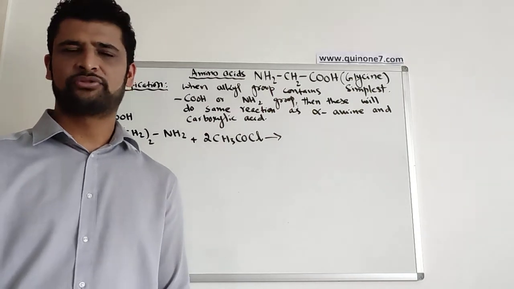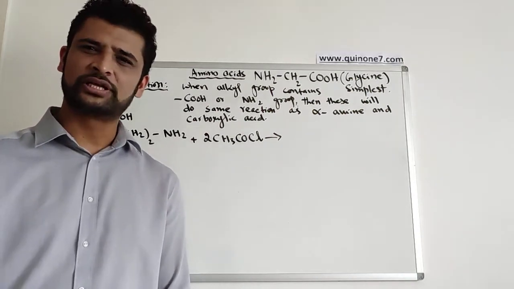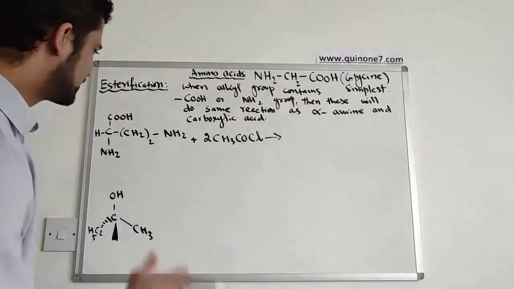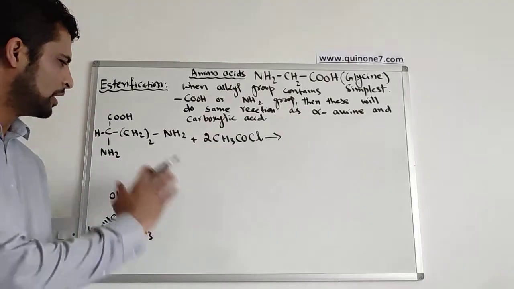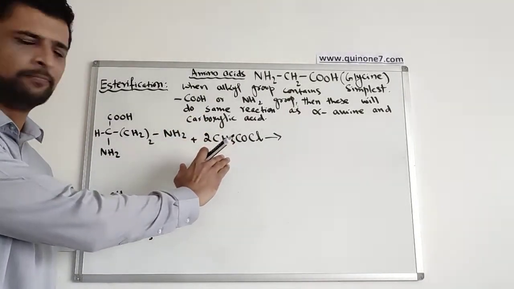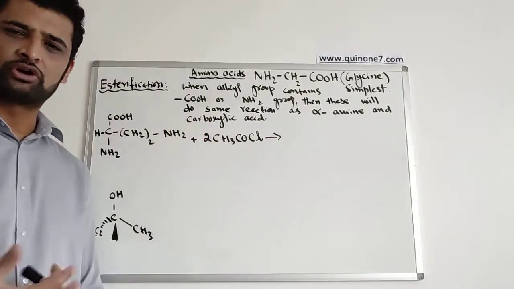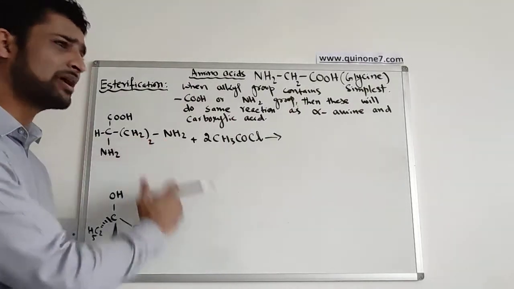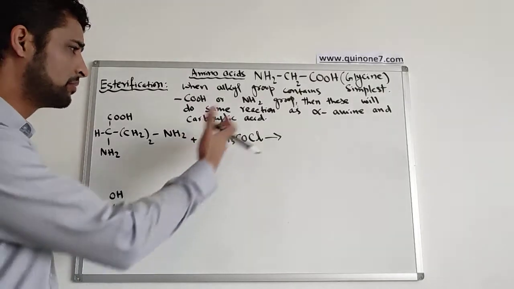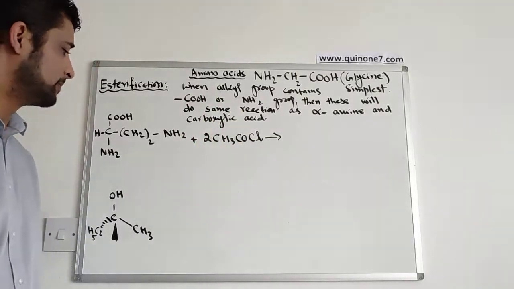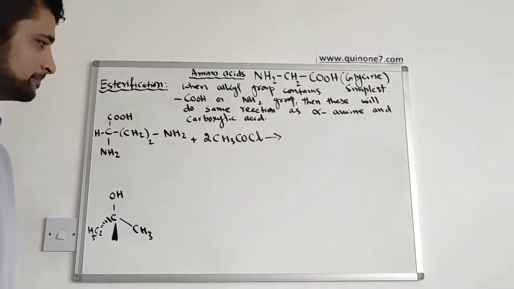In the last video we did the condensation of the carboxylic acid and hydroxyl group. We're going to look at what will happen if you react the amino acid with an acyl chloride. Acyl chloride is a derivative of the carboxylic acid, and it will react with the amine group, just like in the normal alpha amine when they are connected with one carbon atom.